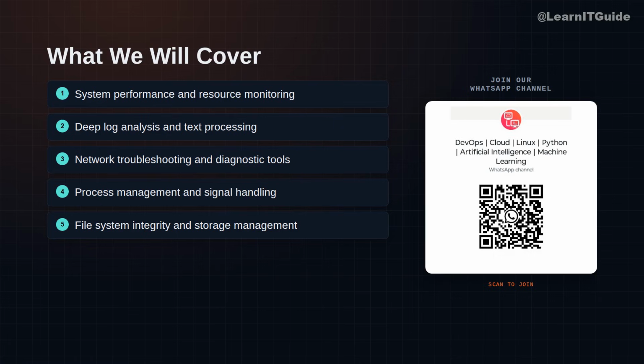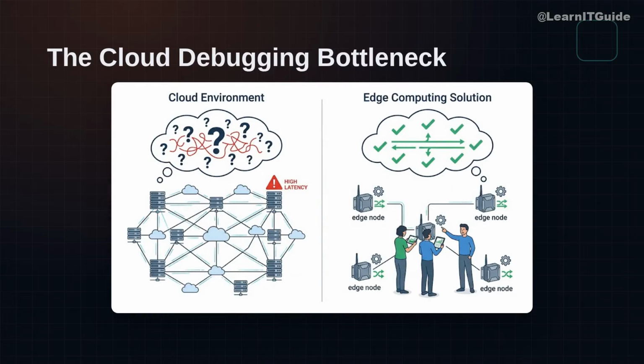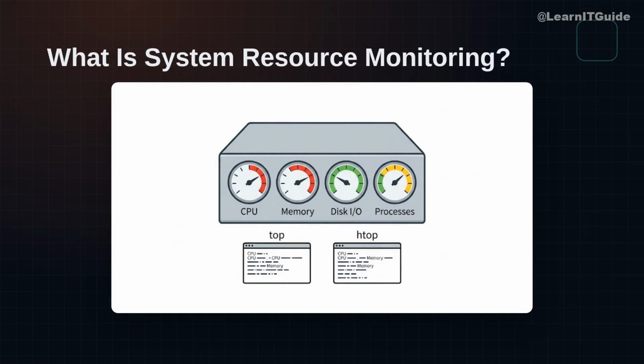Let us get started. Think about this. You are managing a fleet of 1,000 virtual machines for a global retail platform. A high priority incident comes in. Your application is slow. If you do not know how to isolate the problem, you are just guessing. That is the bottleneck. You need precision, not guesswork. So what is system resource monitoring exactly? It is the ability to see exactly what your server is doing at any given millisecond.